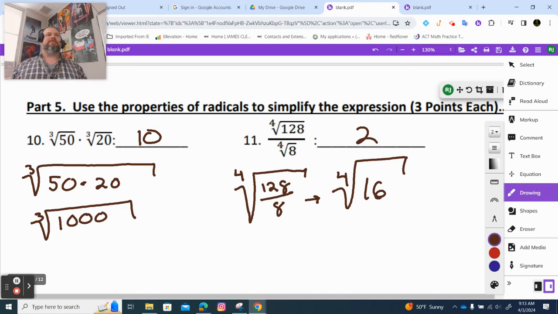All right. Are we good with 10 and 11? This means divide. Okay, so 128 divided by 8 is 16. And then I just took the fourth root of 16. Just like over here, I multiplied 50 and 20 and got 1,000 and then took the cube root. I literally just take whatever operation, one's multiply, one's divide, and I just do that with the numbers, and I take the root. Nothing super fancy.